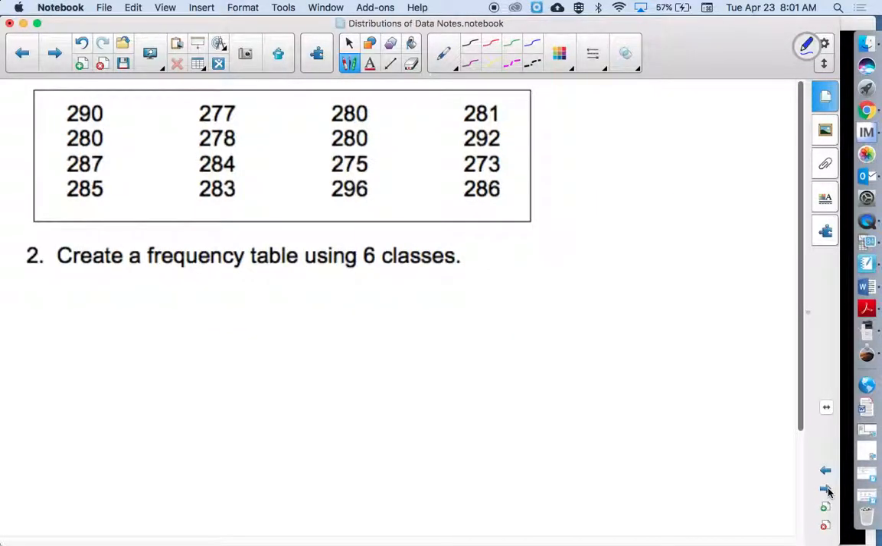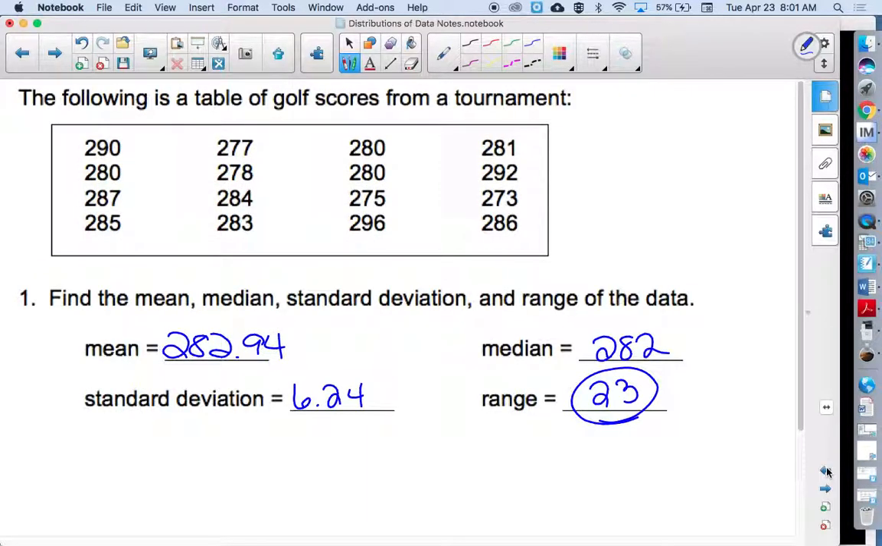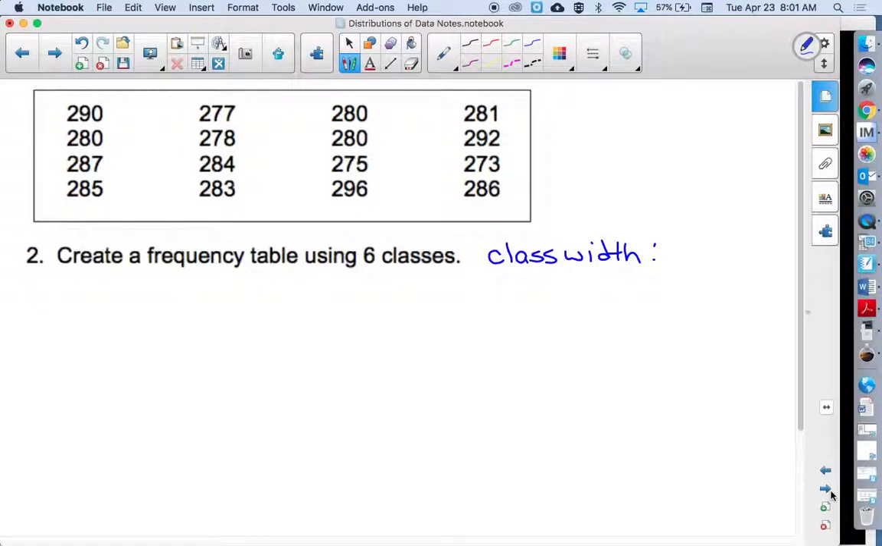If you look at the next part, it says create a frequency table using 6 classes. So this tells you how many classes to use. If it doesn't, use 5. To create a frequency table, we're going to find the class width first. That's by taking the range, which we have as 23, and dividing it by the number of classes, which is 6. And then you're always rounding that number up. So 23 divided by 6 rounds up to 4.